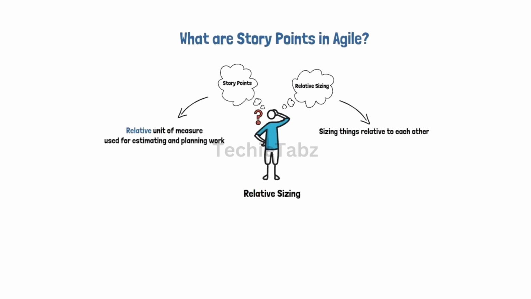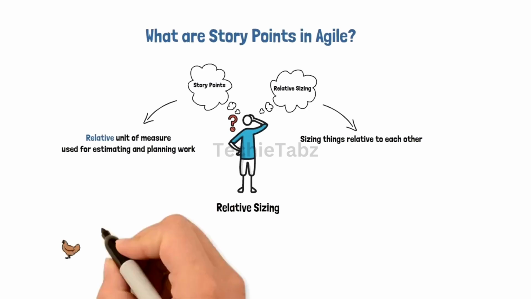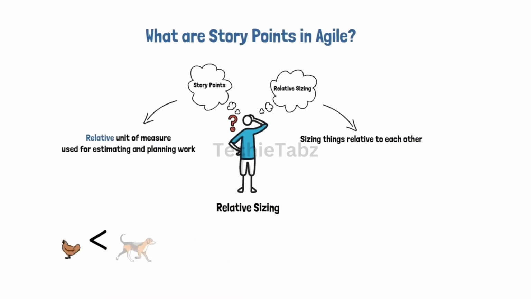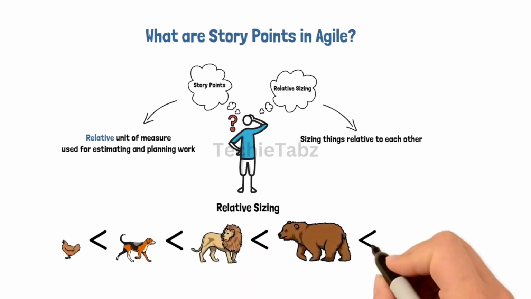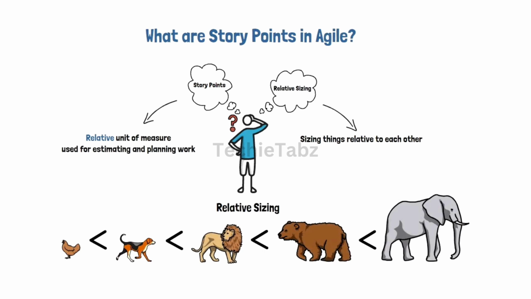It's like comparing animals to each other. For example, let's imagine we are comparing a chicken to a large dog, to a lion, to a bear, and to an elephant. It's pretty clear which one is bigger than the other, even if we don't know the exact weight or size of each one. In the Agile world, this means that if we have a story that is assigned 1 story point and another story assigned 2 points, the 2-point story should take twice more effort compared to the first one.